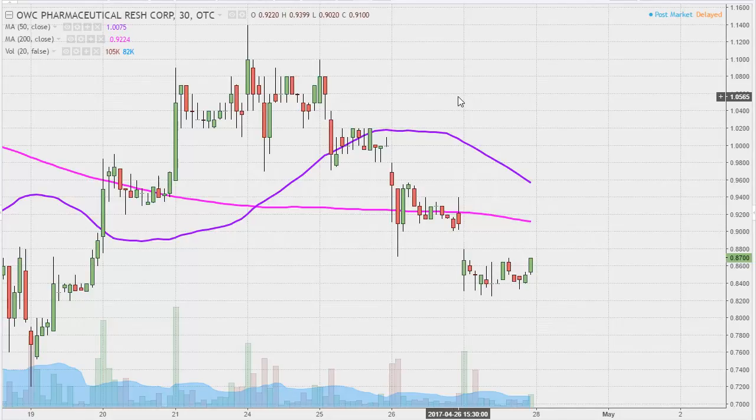So, a good day for the bears. And the reason for that is they were able to finally create separation away from a very important level of support. And that level is there at the pink line, the 200 period simple moving average.